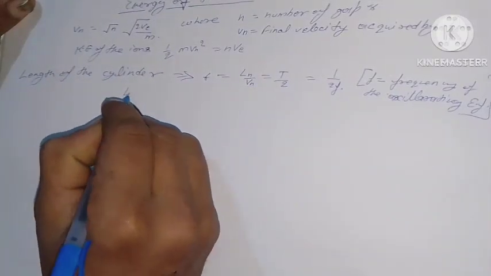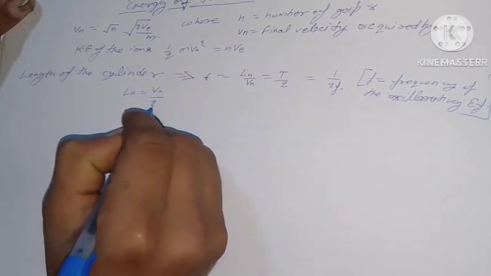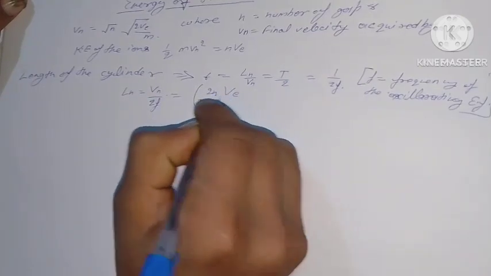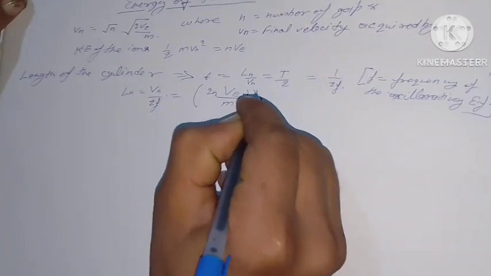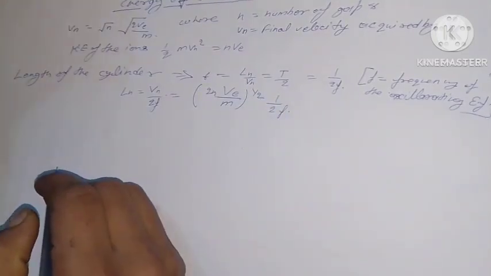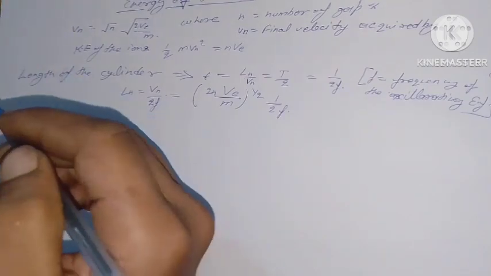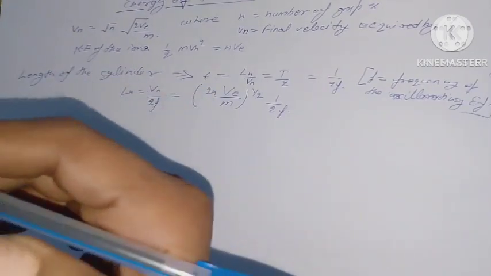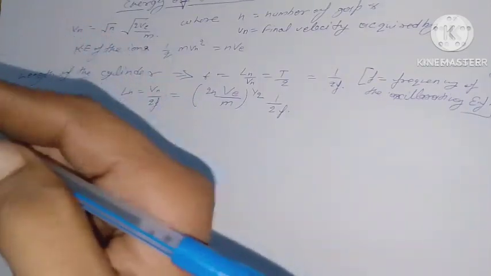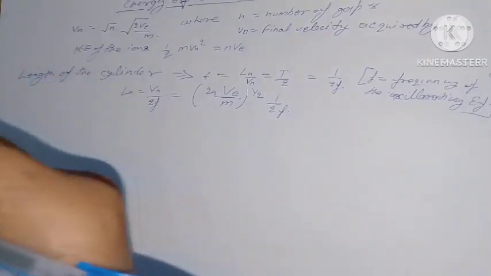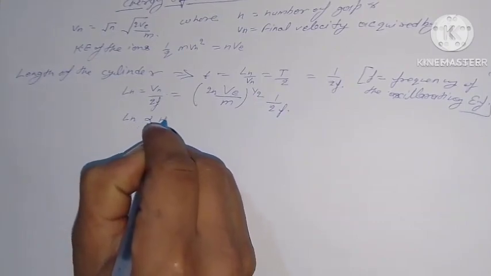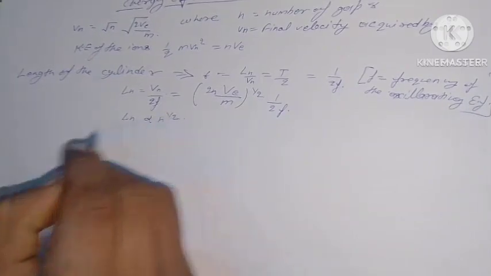Then Ln equals Vn upon 2F, equals (2nVe upon m) to the power 1 by 2, times 1 upon 2F. This equation shows that the length of the successive cylinders has to be increased in order to get resonance acceleration of the ions at each gap, and length Ln is directly proportional to n to the power 1 by 2.